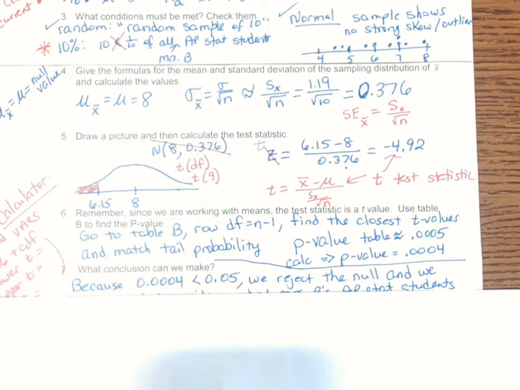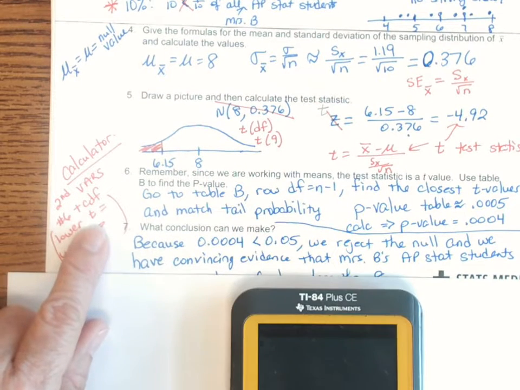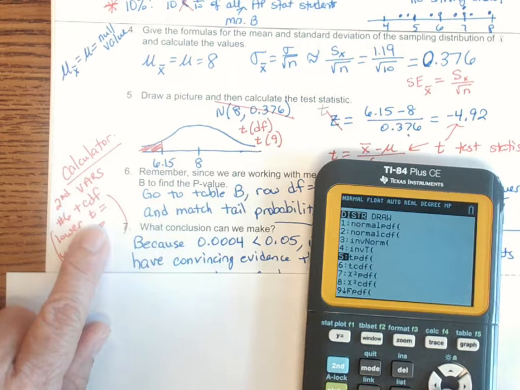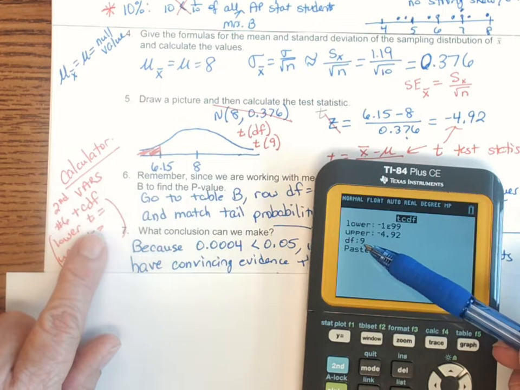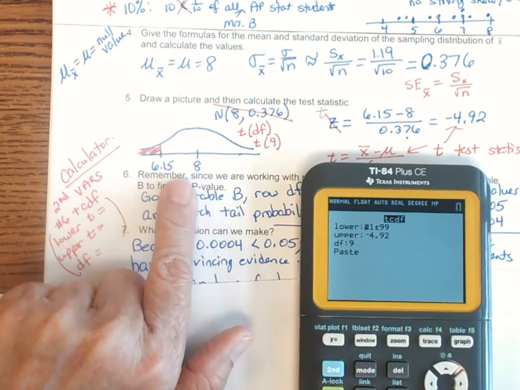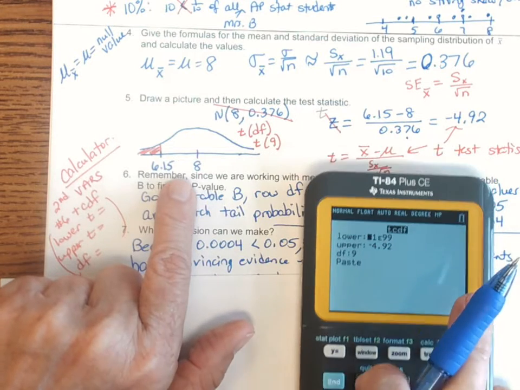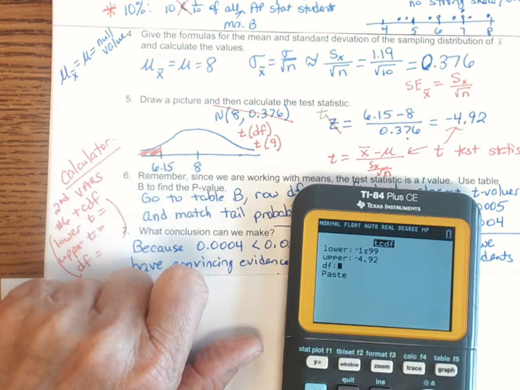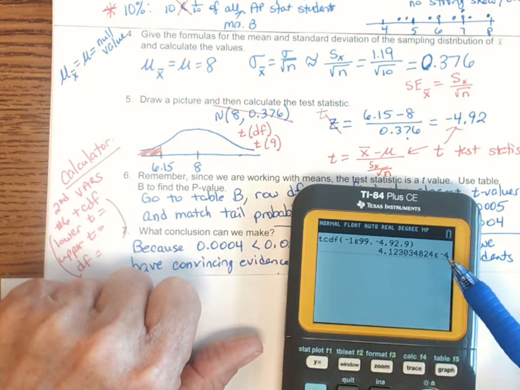Instead, we're going to use the calculator to get a much better estimate. So to get the value from the calculator, you're going to go to second bars, choose option number 6, TCDF, and we have to enter our lower value, upper value, degree of freedom, and then it'll calculate for us. So in this case, my lower value is a large negative number. Upper value was my t-statistic. So negative 4.92, my degree of freedom was 9. And when we calculate, we get 4.1 times 10 to the negative 4.